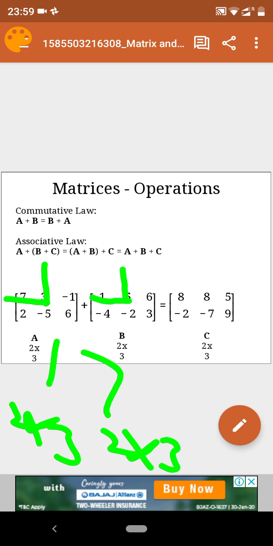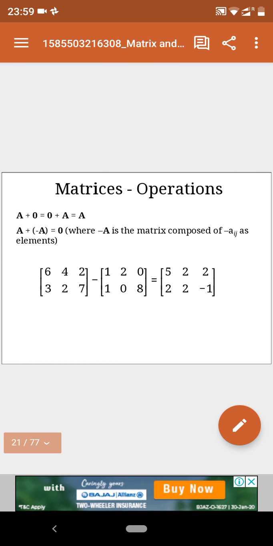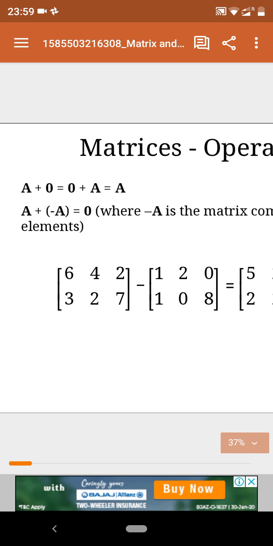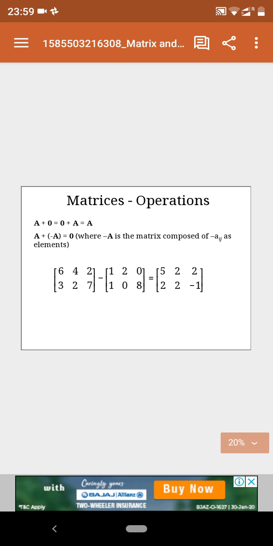So if you write A plus B or you write B plus A, you get the same resultant. So in addition, if you change their order, the resultant will not change. This is something too important to understand, which is not true in multiplication. And this is actually the meaning. What is the meaning of subtraction? That you simply subtract the corresponding entries from each other.